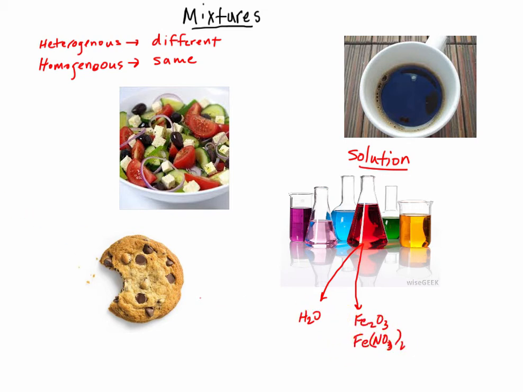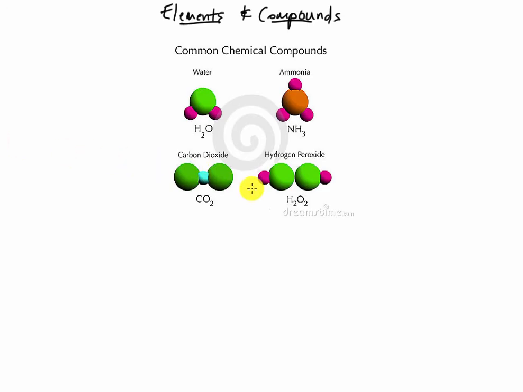So if I'm going to break down my solution into the components that make it up, we need to talk a little bit about the differences between compounds and elements. If these are my compounds, this is my compound of water, made up of 2 hydrogen atoms and 1 oxygen atom.